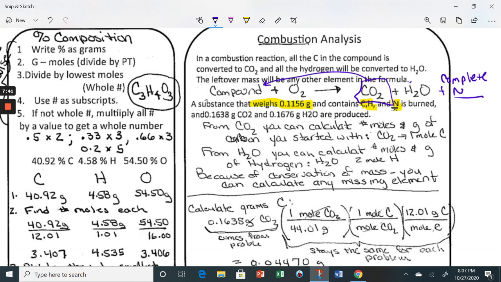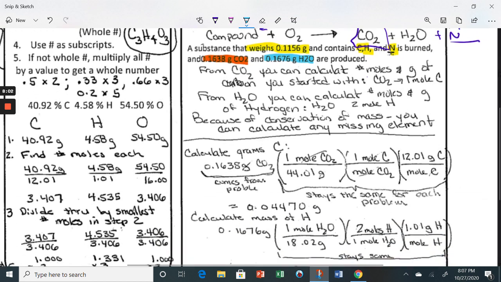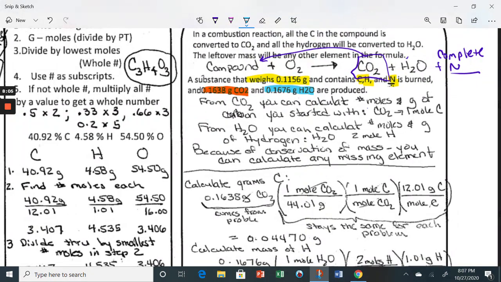Right. So when we burn it, and I'm going to change my little color here, we get 0.1638 of CO2, and we get 0.1676 of water. So now we're going to go and back calculate. We're going to figure out in this mixture that we have, or it's not a mixture, I keep saying a mixture, but it isn't. It's a compound. That's the starting mass. And the compound contains C, H, and N.